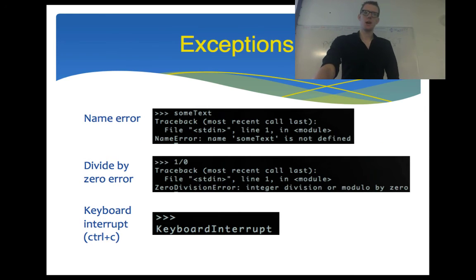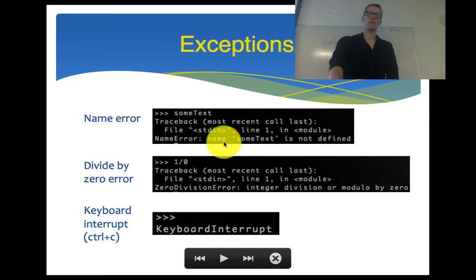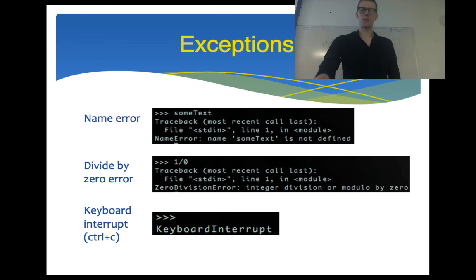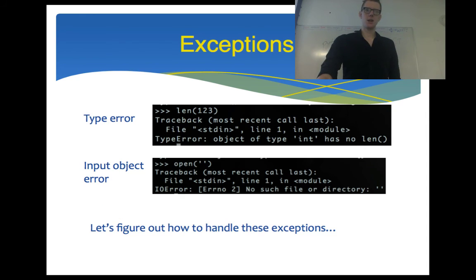There's a whole bunch of them. Name errors mean that you've referred to a variable that doesn't exist yet. A divide by zero error means you try to divide by zero. We've seen the keyboard interrupt exception previously when we got stuck in an infinite loop and we hit Control-C. That's actually an exception that we can handle. So that's a keyboard interrupt exception.